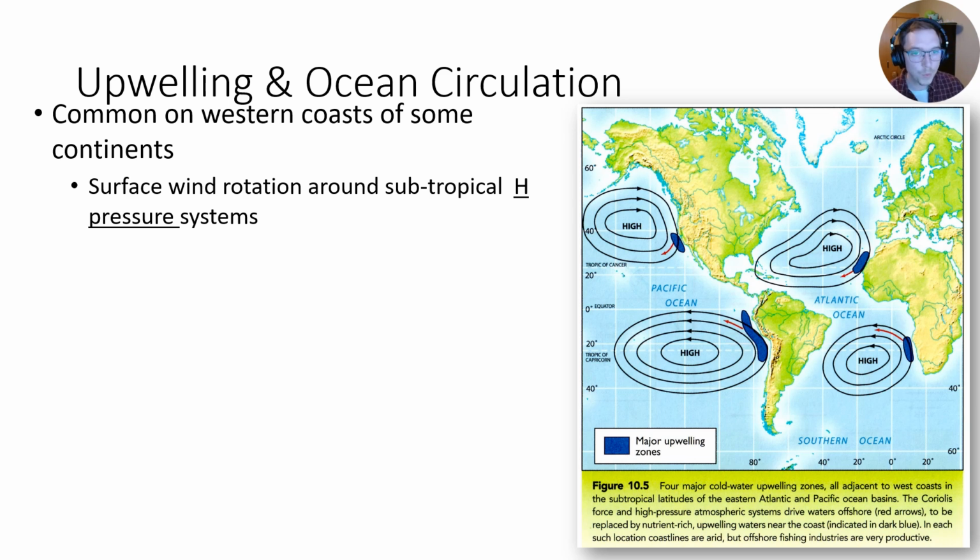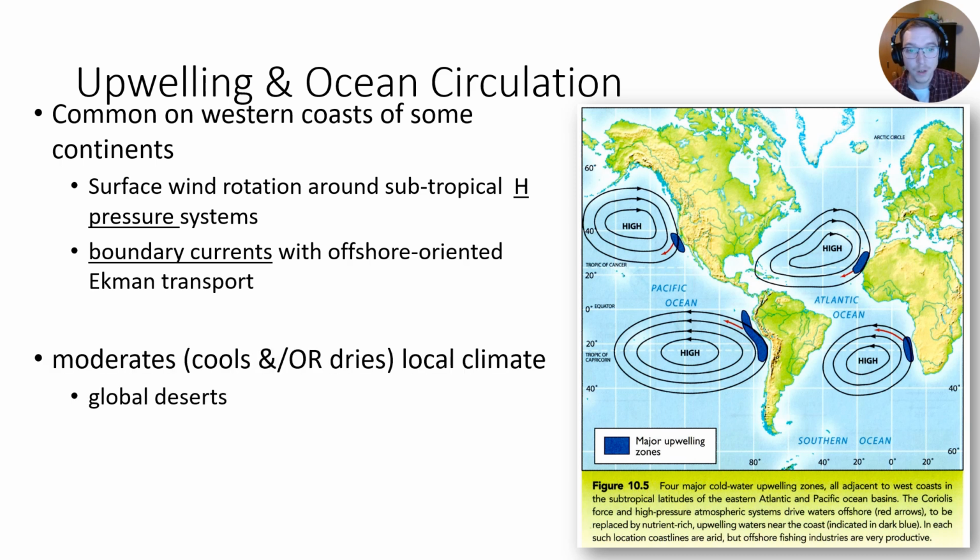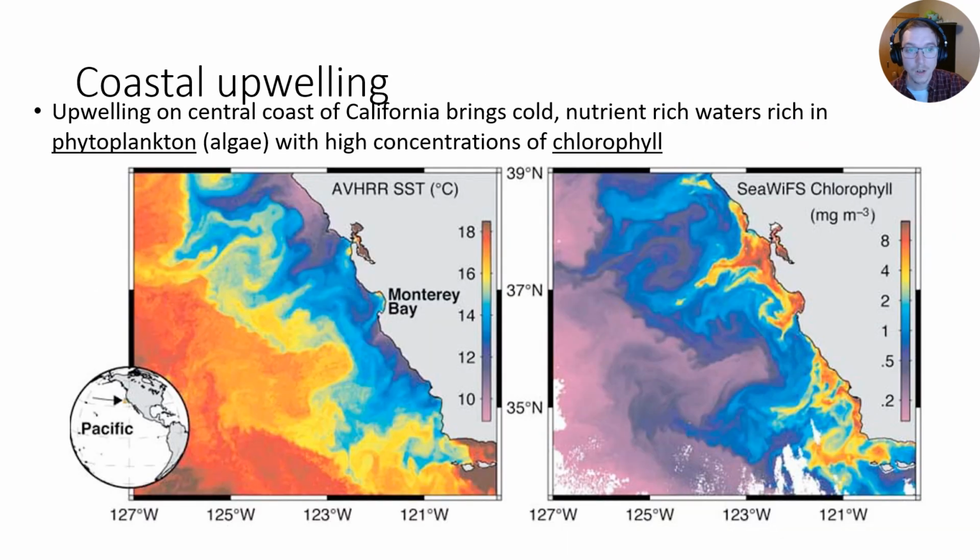Now, surface wind rotation around subtropical high pressure systems kind of drives this, along with boundary currents from offshore-oriented Ekman transport. Now, the effect of this is a moderate cooling and/or drying of local climates. There are some pretty big deserts associated along these regions. Now, if we were to look at a place a little bit closer to home, for example California, that upwelling along the central coast brings cold, nutrient-rich waters and phytoplankton with high concentrations of chlorophyll, making these biologically important processes.